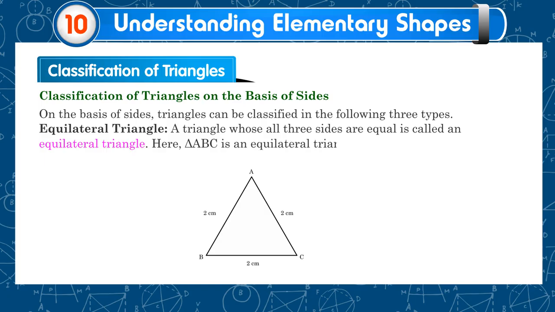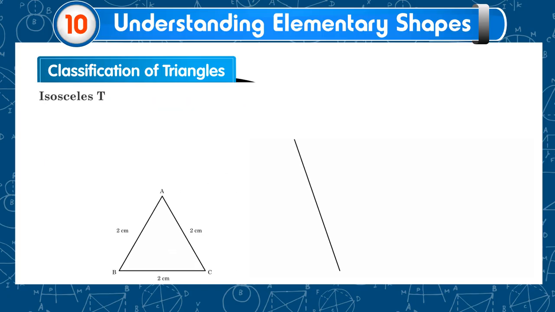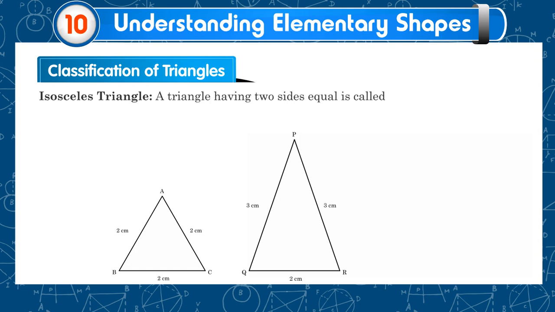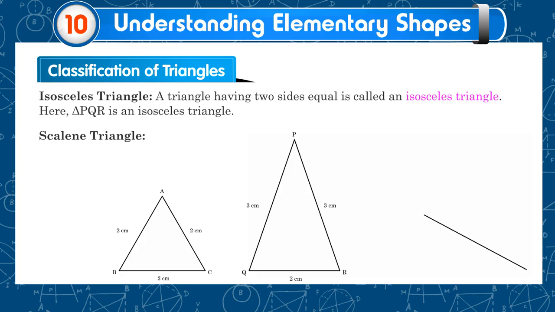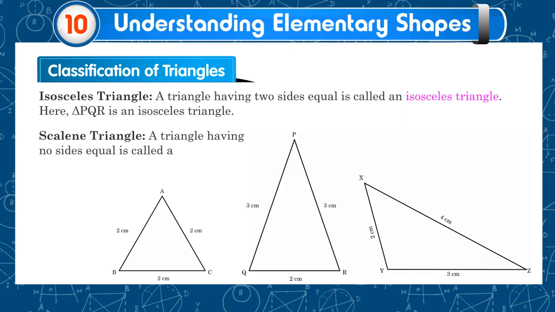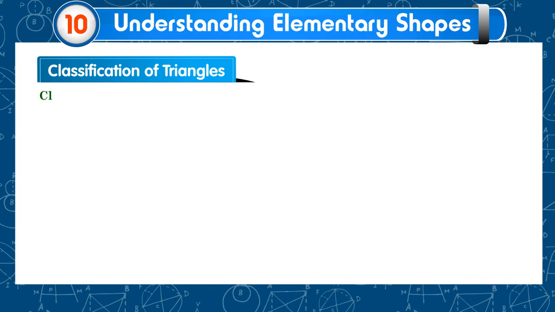Isosceles triangle. A triangle having two sides equal is called an isosceles triangle. Here triangle PQR is an isosceles triangle. Scalene triangle. A triangle having no sides equal is called a scalene triangle. Here triangle XYZ is a scalene triangle. Classification of triangles on the basis of angles.